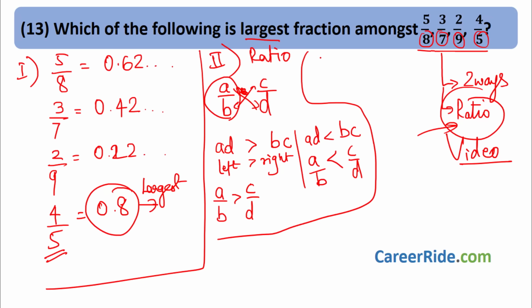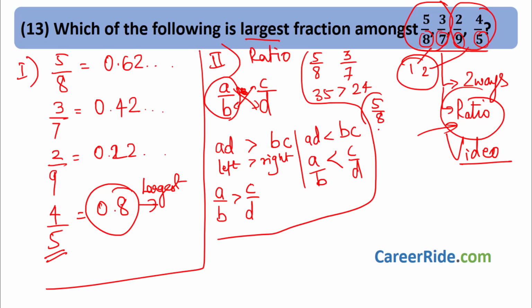Now over here we have 4 fractions and not 2. So what to do? Take these two and compare, take these two and compare, find the largest among these, and then compare those two. First let us take 5 by 8 and 3 by 7. This is A by B, C by D. 5 sevens are 35, 8 threes are 24, 35 is greater than 24, so 5 by 8 is greatest. This is our first result.